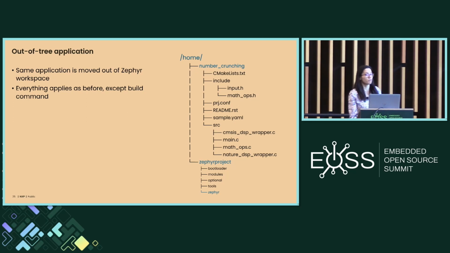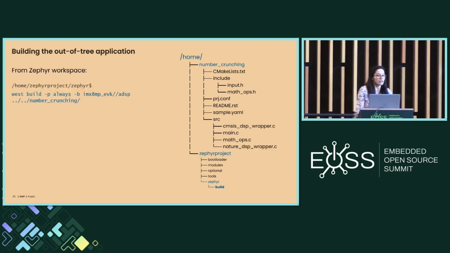Let's see what changes if we move our application from Zephyr outside of tree. It will be a freestanding application, if you remember. So actually, everything applies as before. Just the build commands will change a bit. If we are building from a Zephyr workspace, we use the west build command. We give the absolute path or the relative path to the application. And in Zephyr, we get the build folder.